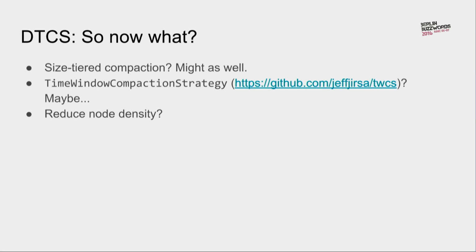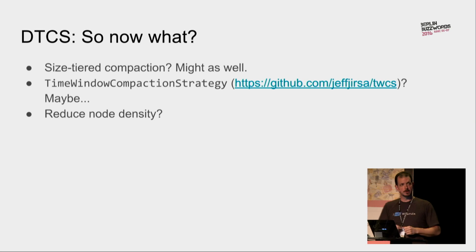What we're planning to do about that is, when these optimizations are defeated, you're essentially left with one date tier. It kind of flattens the structure out. And since DTCS does size-tiered compaction within those tiers, we're essentially running size-tiered compaction. So we may just switch to that, to be clear about how this is working.